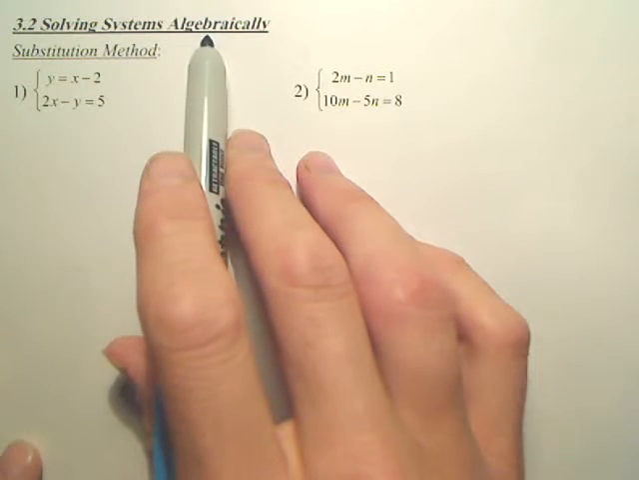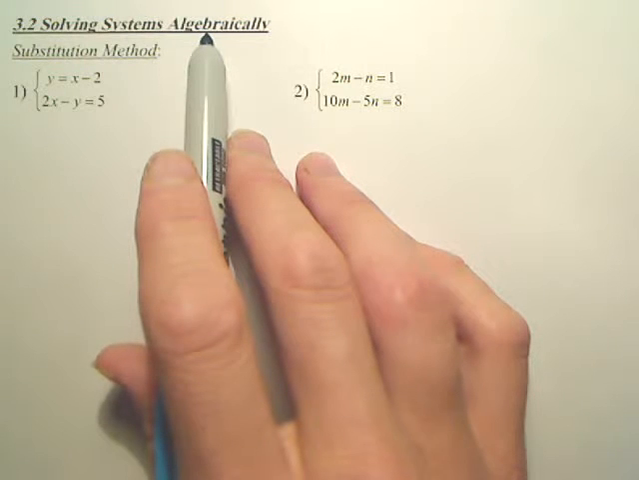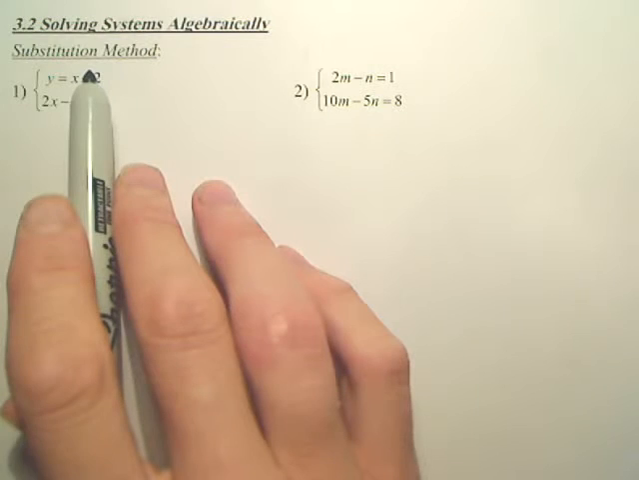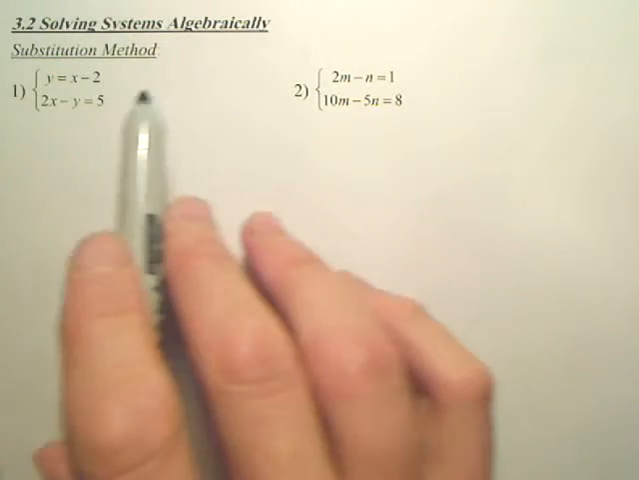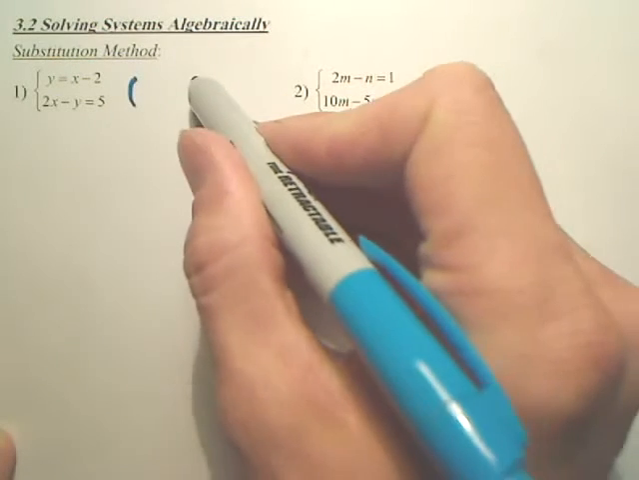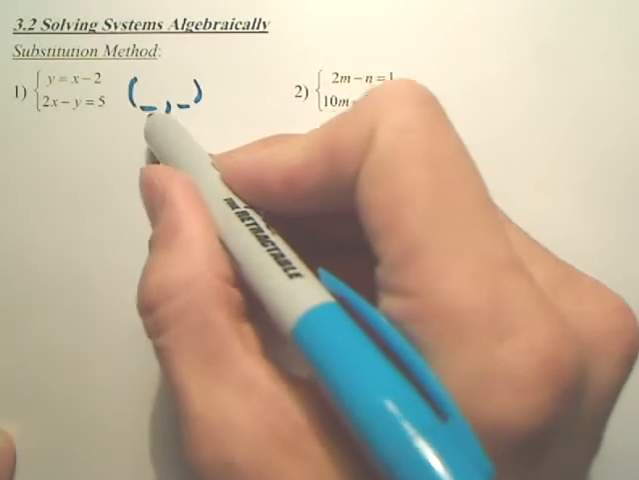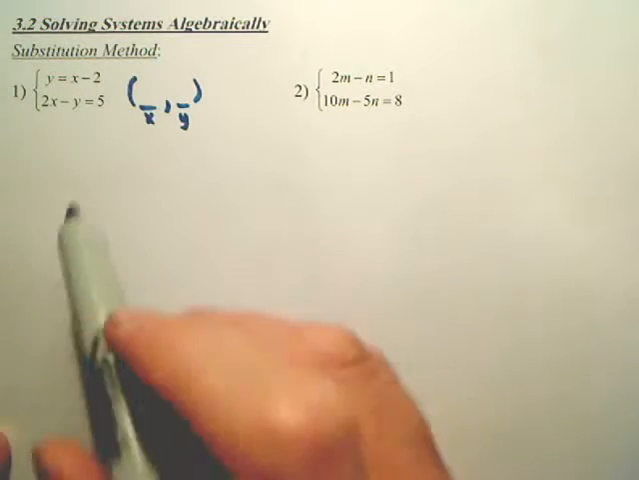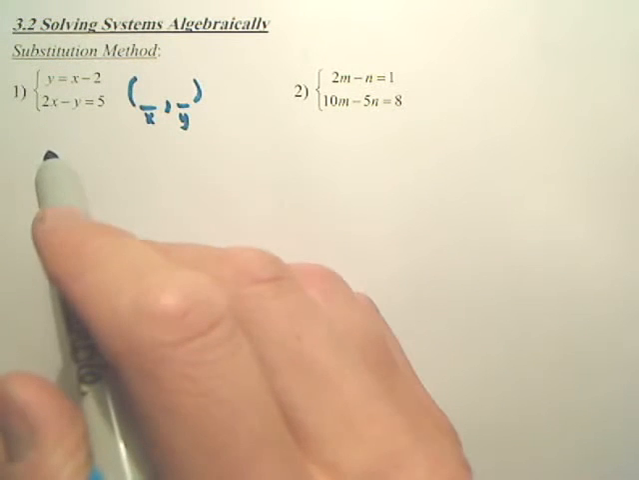Solving systems algebraically. Algebraically, again, means solve for x, solve for y. And we're going to use substitution. You're going to be substituting something into one equation. Now, our goal for this kind of problem, we're trying to find the point where they cross. We're trying to find x, y. Some coordinate where these two graphs cross. But we don't want to do it by graphing.